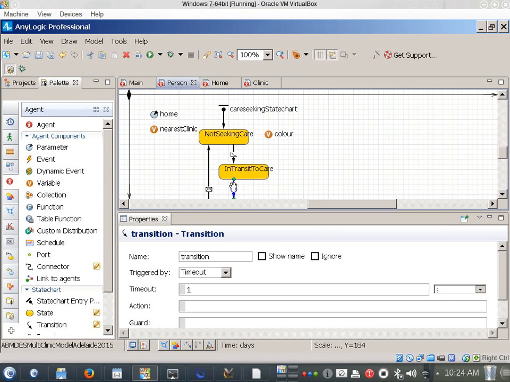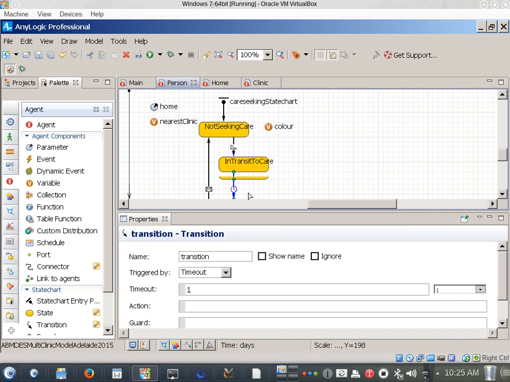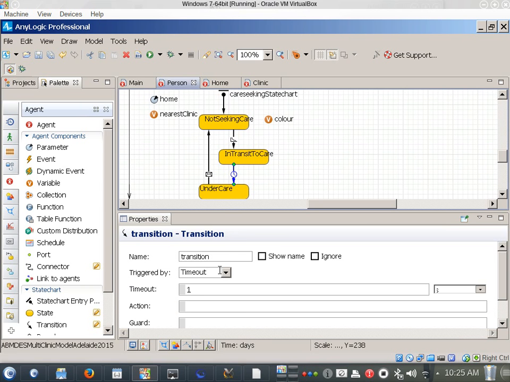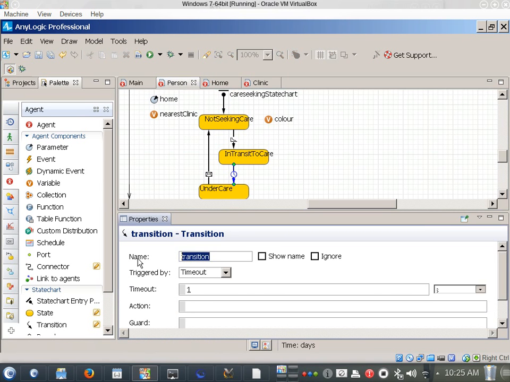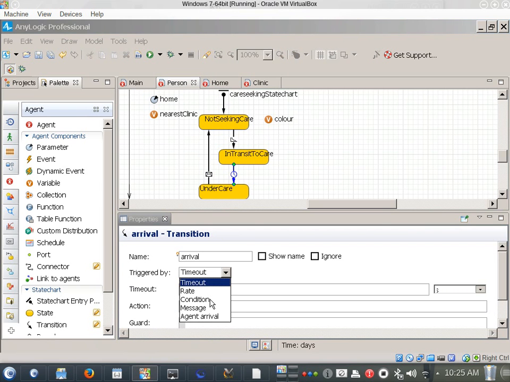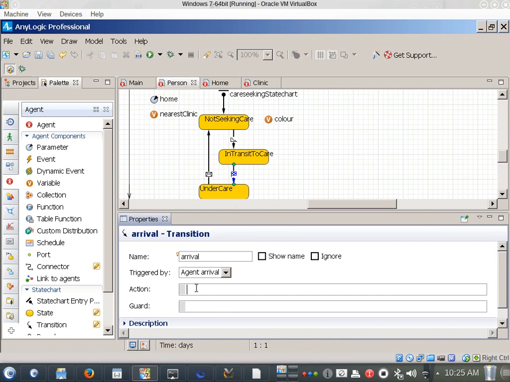So that's actually based on the agent arrival. So this transition, I'm wondering if I should wait a little bit. For those following along, this transition from in transit to care to under care is going to be a new type of transition. This will be called arrival, and it's going to be an agent arrival transition. In other words, when we arrive at the destination, that's when we're going to make that transition.